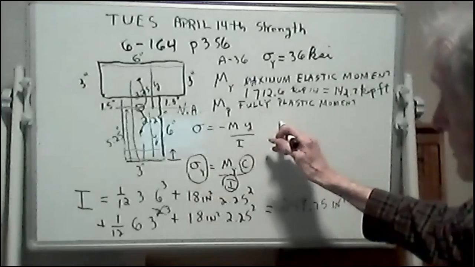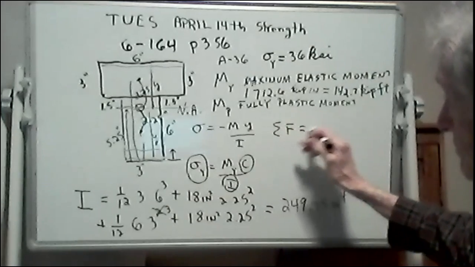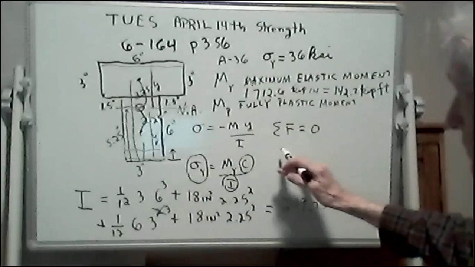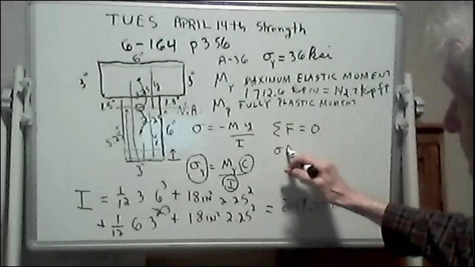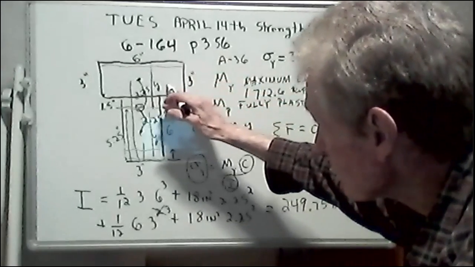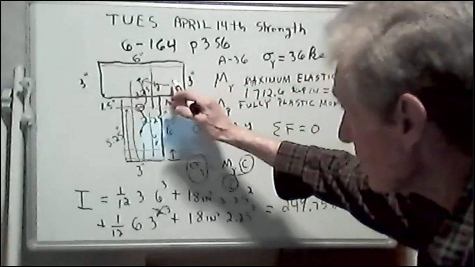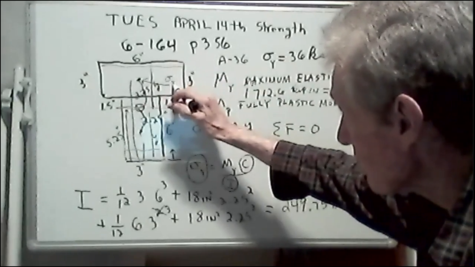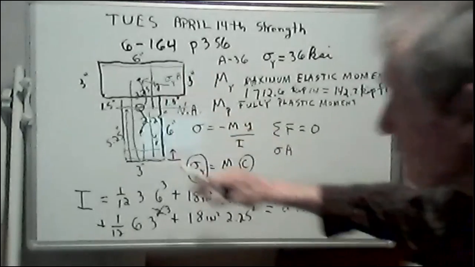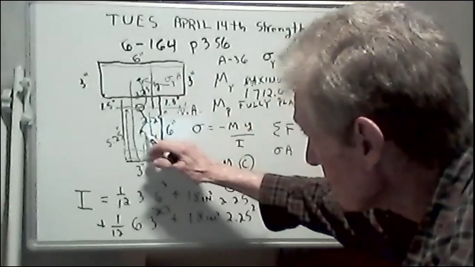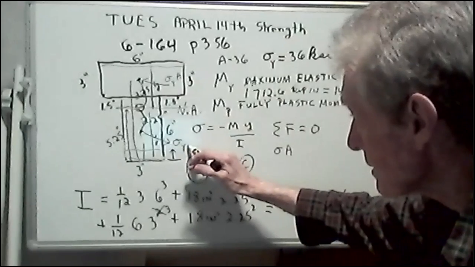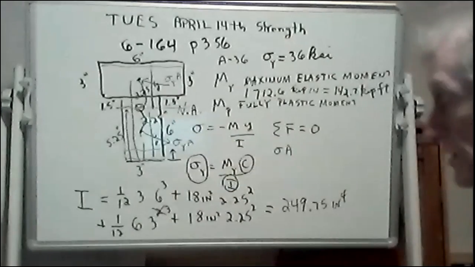Now, the way it works in this class, the sum of the forces is still got to be 0. And the force is going to equal stress times area. So the force on this top area will be compressive. It'll be pushing like that. And it'll equal your yield strength times that area, which happens to be 18 square inches. And the stress on this bottom area will equal the yield strength times that area, which is 18 square inches.